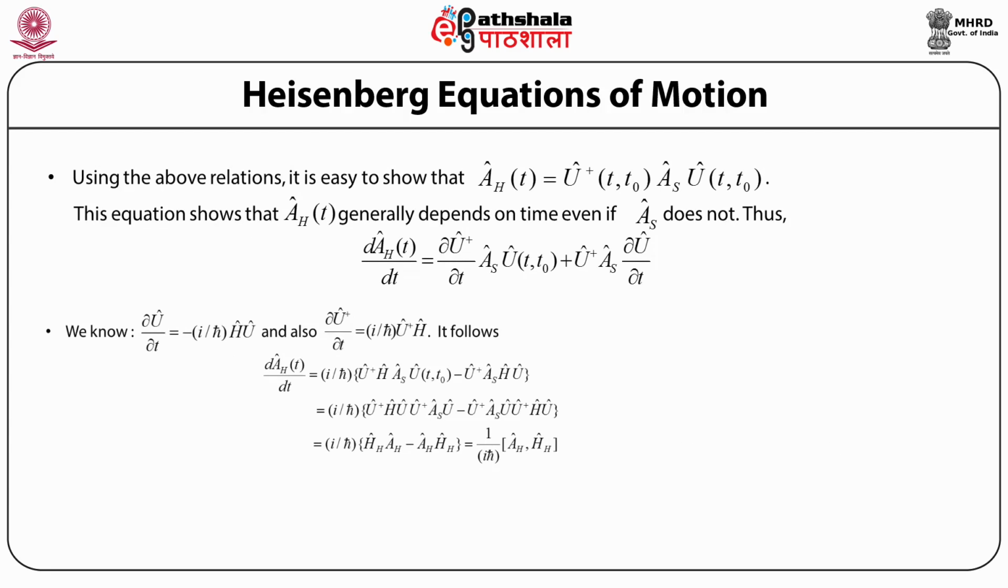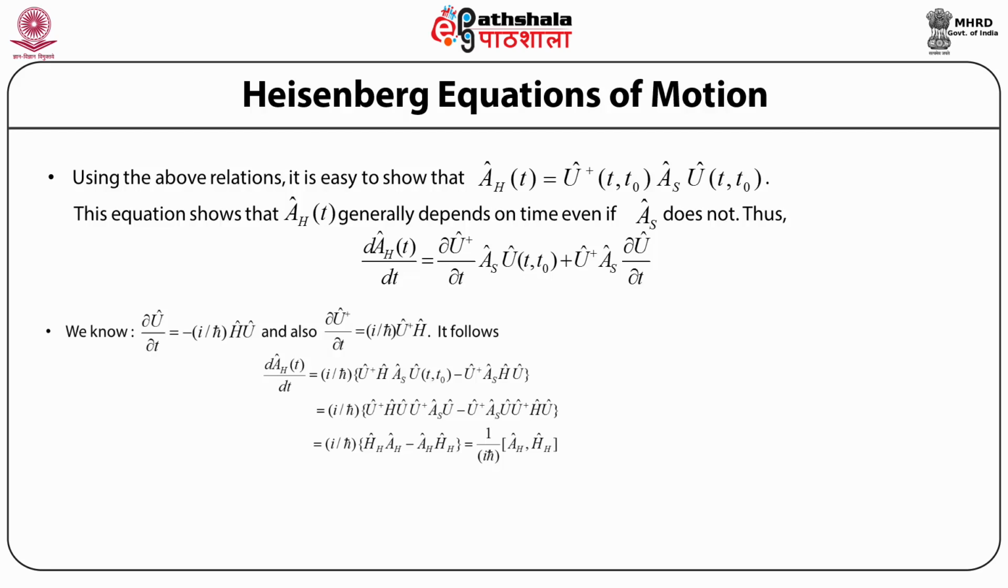Heisenberg equations of motion. Now, with the way we have defined operator A_H in the Heisenberg picture and operator A_S in the Schrödinger picture, that is, A_H acting on ket vector ψ_H is equal to ket vector φ_H, and A_S acting on ket vector ψ_S is equal to ket vector φ_S, it is easy to show that the operator A_H(t) is equal to U†(t, t0) A_S U(t, t0), where U†(t, t0) and U(t, t0) are the unitary operators and are the complex conjugates of each other.